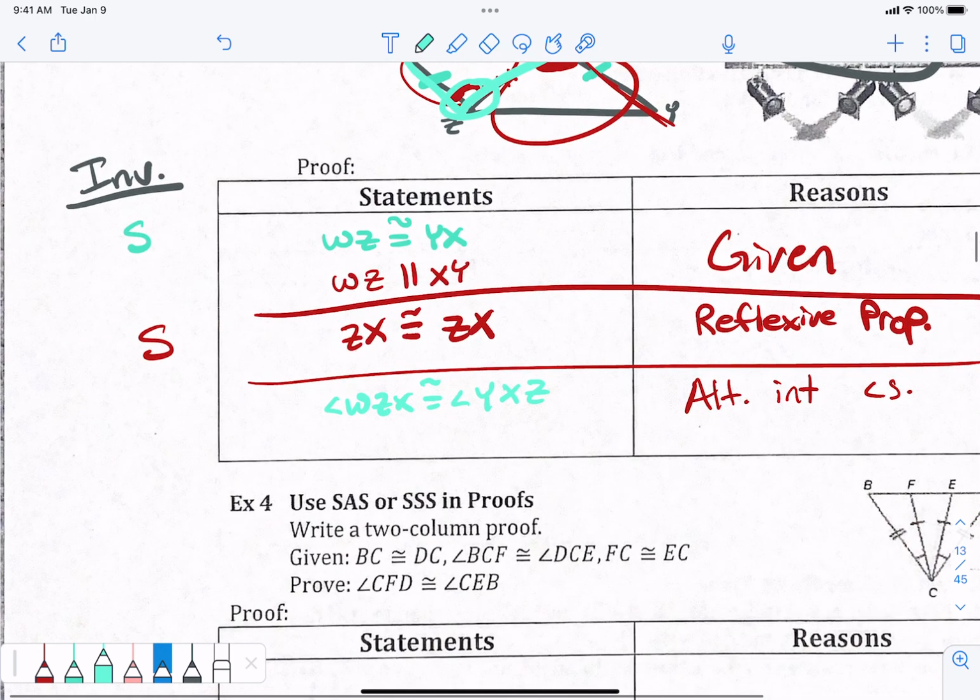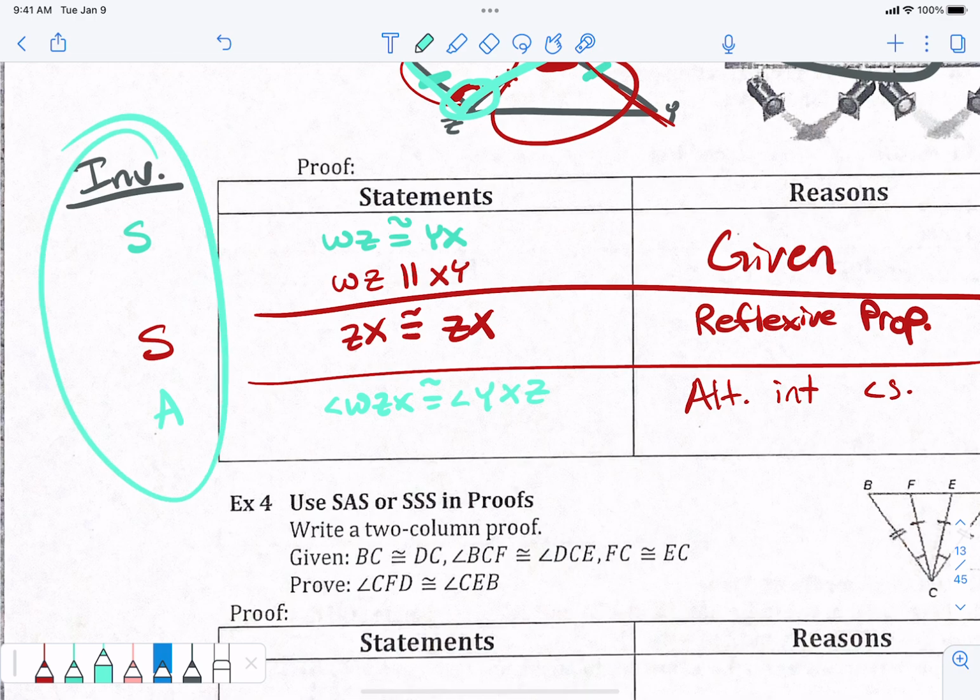WZX and YXZ, okay? And so then that gives me an angle. All right. Now, according to my inventory, it looks like I have SSA or ASS, which is a naughty word. We're going to talk about ASS later on, okay? But SSA, we're going to talk about SSA, okay? According to my inventory, the way that I have them listed here, it looks like SSA.